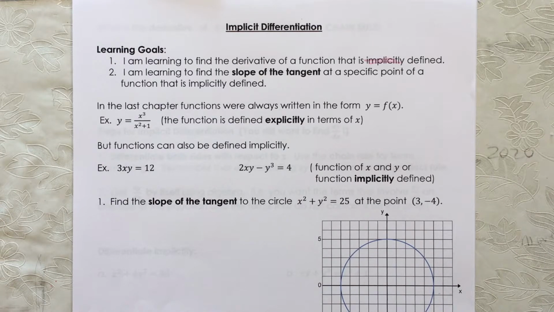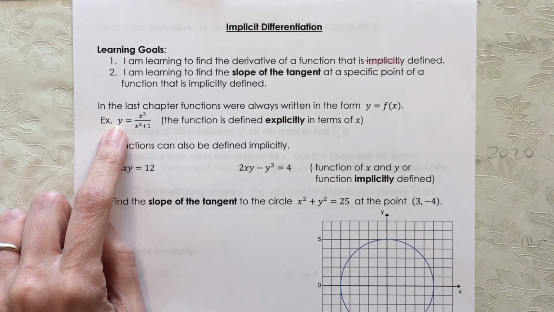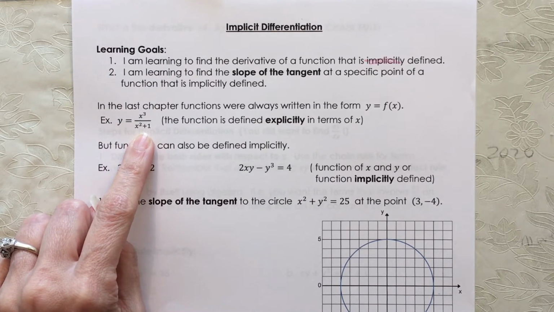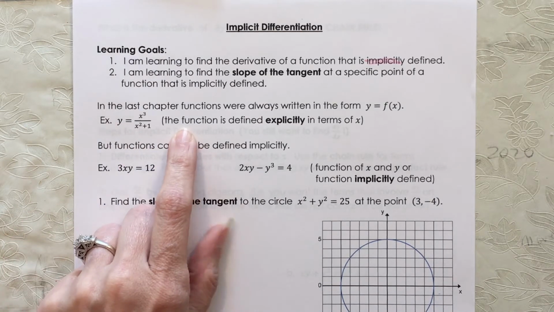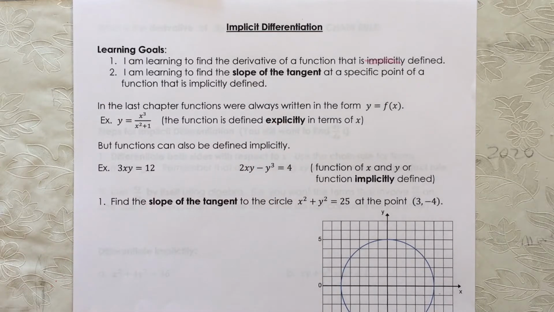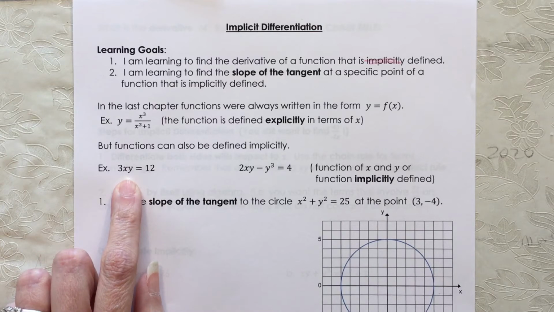So in the chapter we just did on the rules, our functions were always written as y is some function of x. So y was on the left side and everything on the right side was in terms of x. And that's called the function being explicitly defined. Okay, so y equals some function of x. But functions can also be defined implicitly. So 3xy equals 12 is an example where we don't have y by itself. In this one it would be easy to get y by itself.